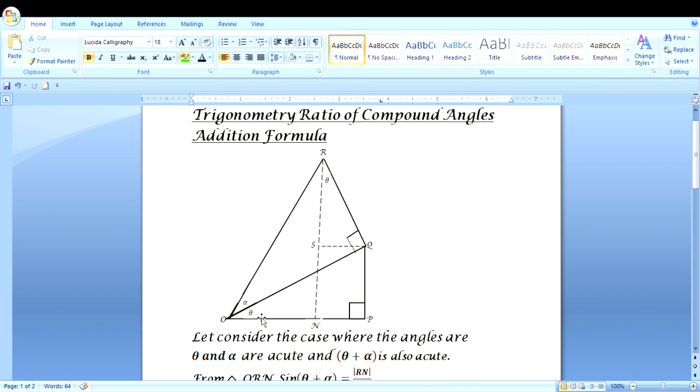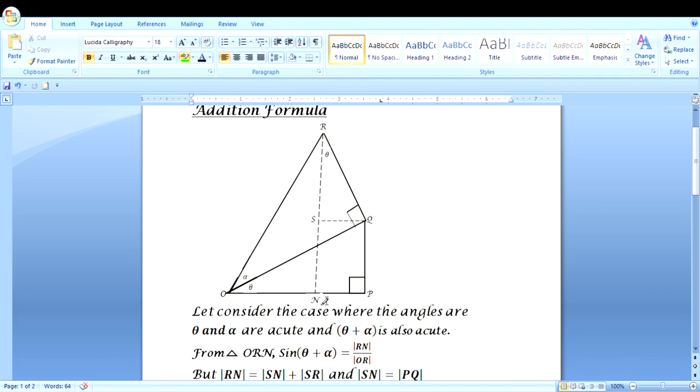Here we have different diagrams within some few diagrams. Here we have a right angle triangle OQP, and the angle is theta. Then we have another right angle triangle ORQ, and the angle is alpha. Here, a perpendicular line is drawn from R to OP, and the meeting point is referred to as N.